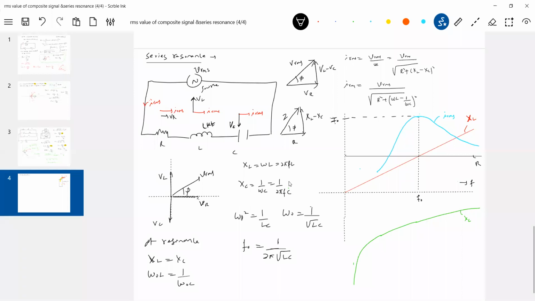Now you can ask, sir, how will XL become equal to XC? The net reactance will become 0. That's what the graph is showing. Look at this: this is XL and this is XC. When XL becomes equal to XC, because XL minus XC is the net reactance. So it's better to show XC like this, capacitive reactance. This is inductive reactance. Some books have shown XC here.